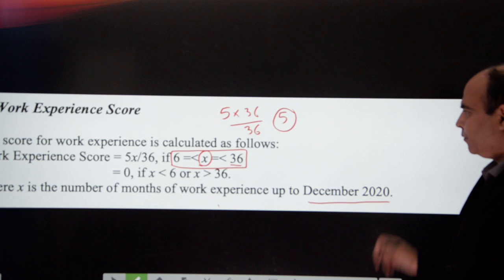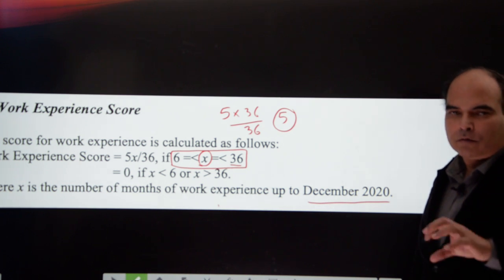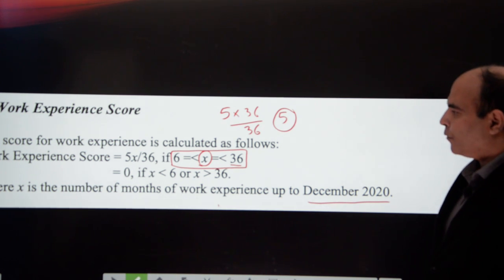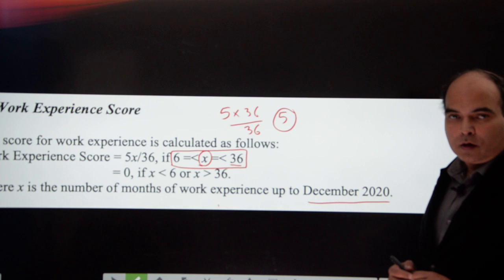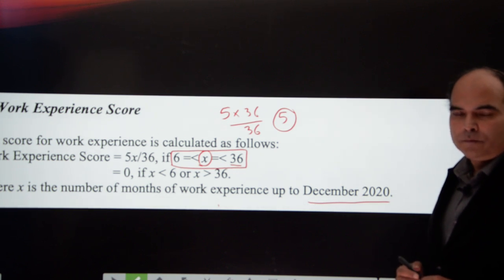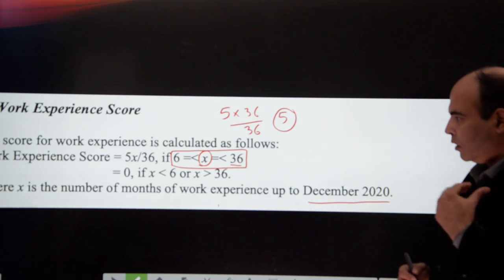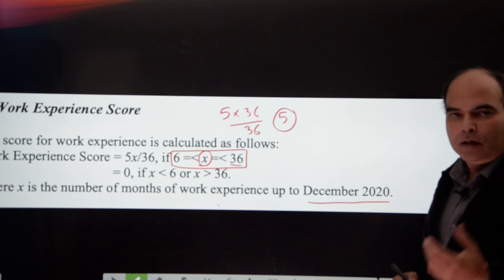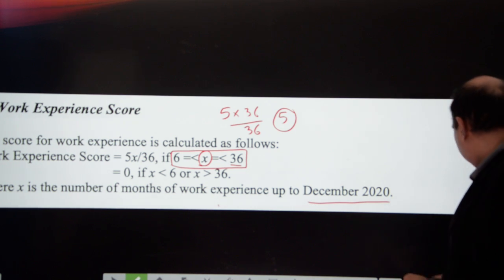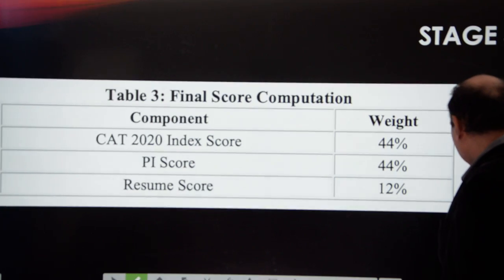This is calculated up to December 2020. So these are the 5 components which will be forming part of your overall score or your aggregate index score. And if you're within the top, you'll get shortlisted.